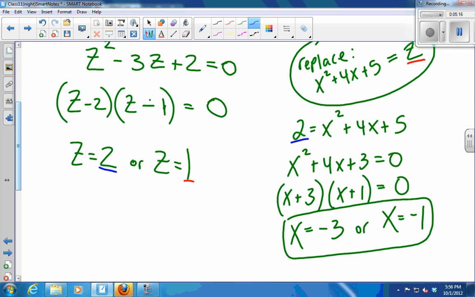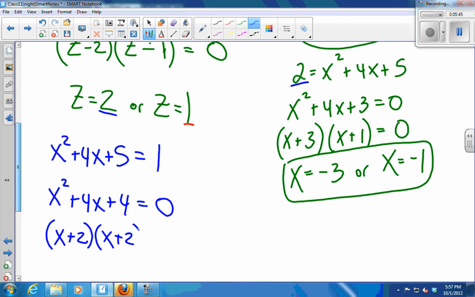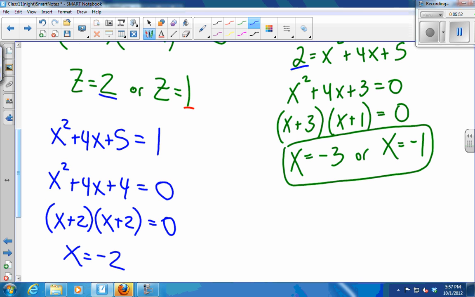So in my equation, x squared plus 4x plus 5 equals z, replace z with a 1, and I want to solve this guy now. Subtract 1 from both sides. X squared plus 4x plus 4 factors to x plus 2 times x plus 2. So x equals -2. So those are my three solutions. -3, -1, and -2.